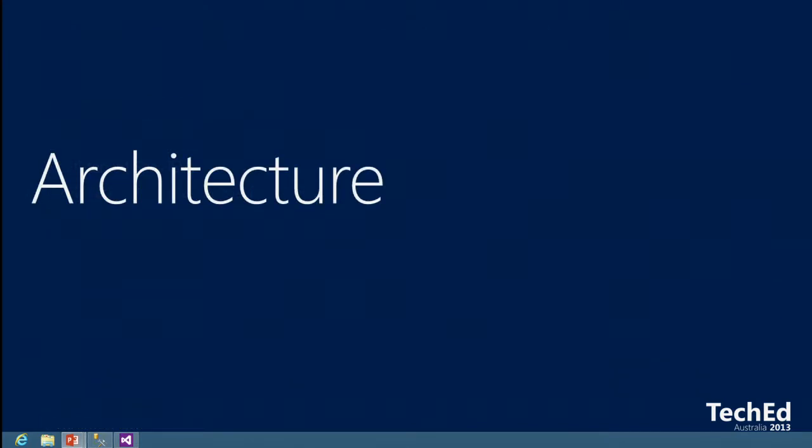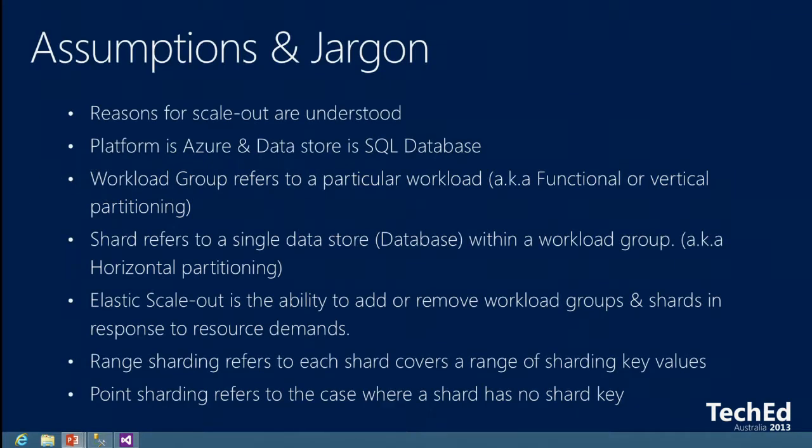Okay. So let's take a look at the architecture and make sure we get some of our language and jargon right. This is why we spend a few minutes up front, so the reasons for scale out are understood, right? So the platform is Azure, the data store is SQL Database. A lot of these principles apply to on-prem. We're talking about the cloud, but this also applies to SQL Server, right?